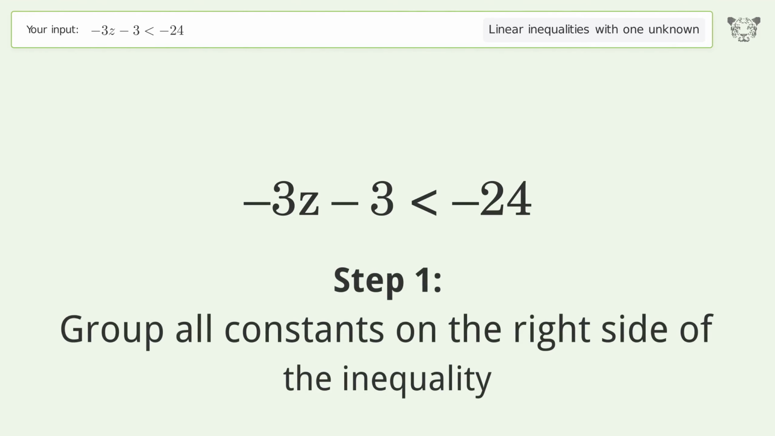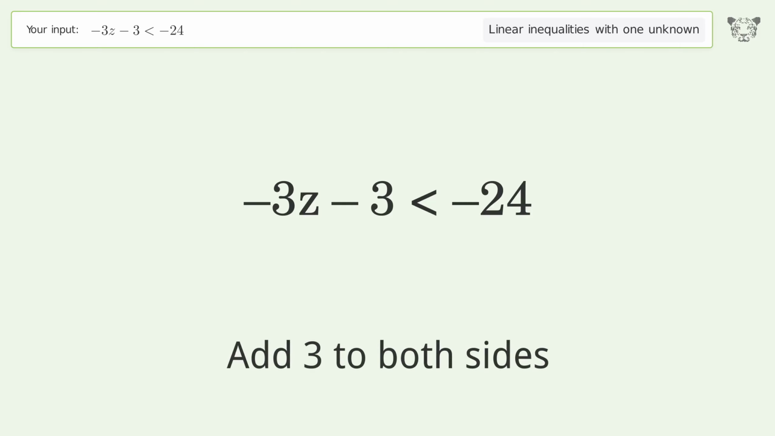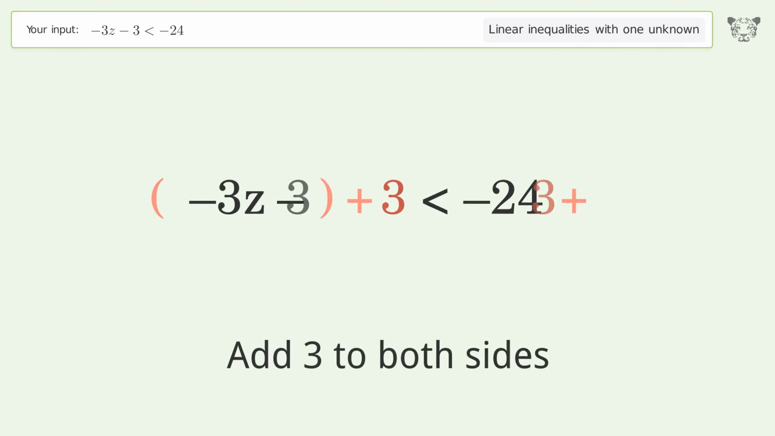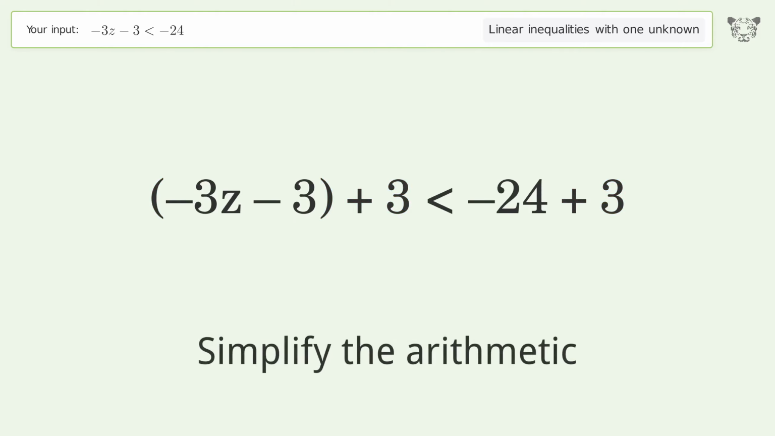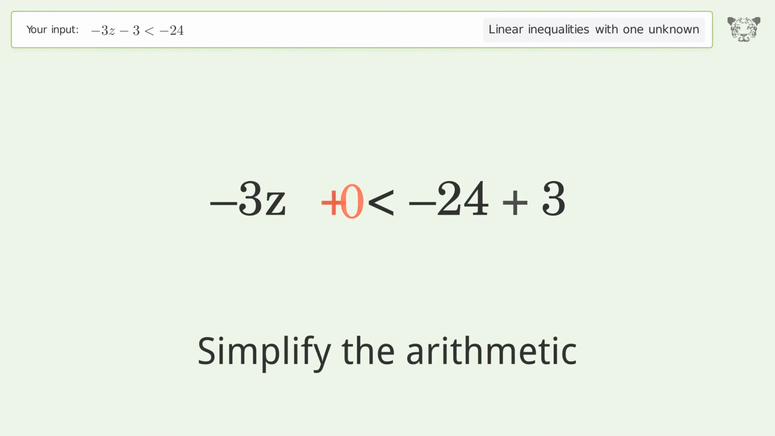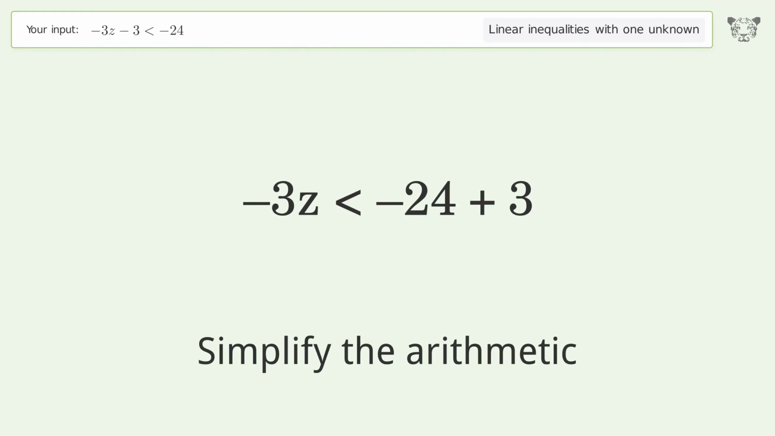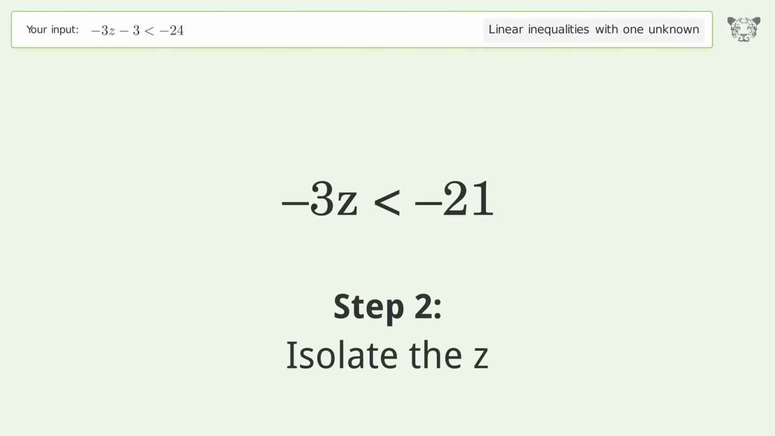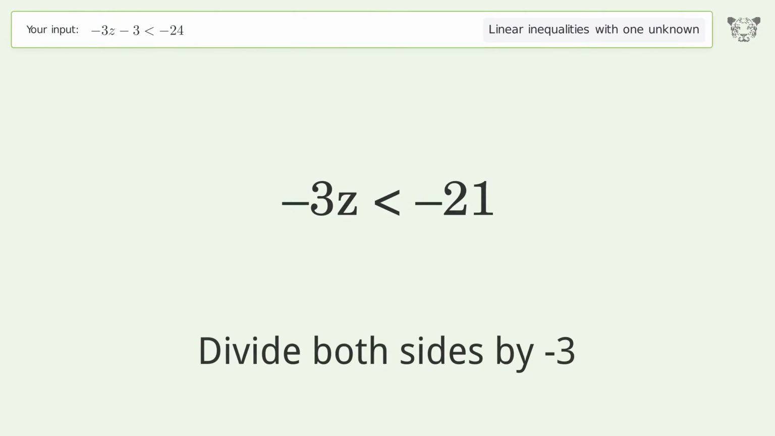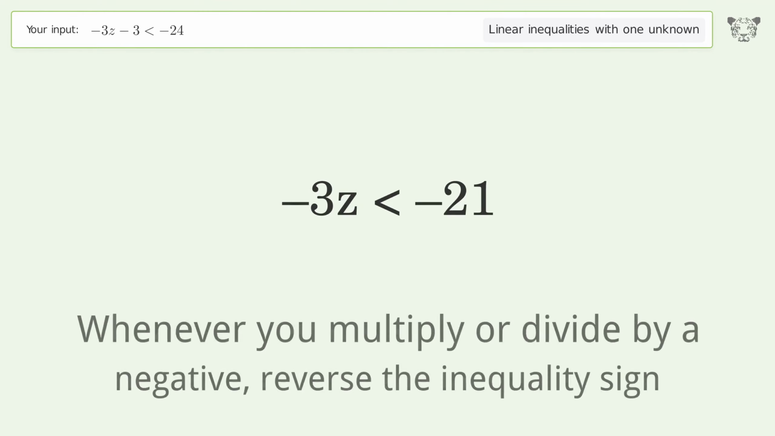Group all constants on the right side of the inequality. Add 3 to both sides. Simplify the arithmetic. Isolate the z. Divide both sides by -3. Whenever you multiply or divide by a negative, reverse the inequality sign.